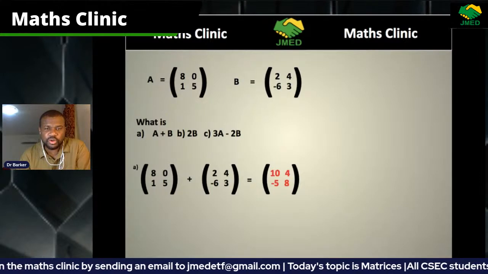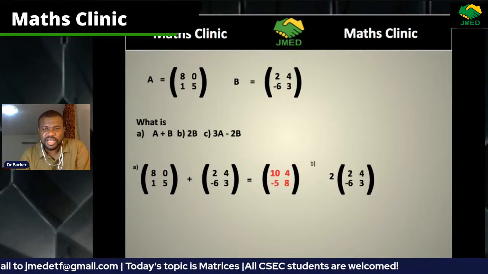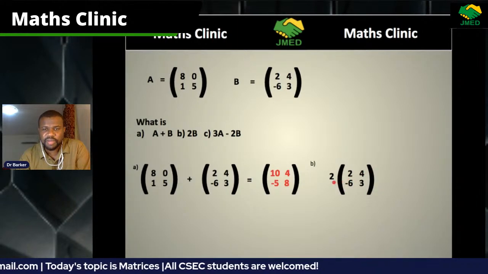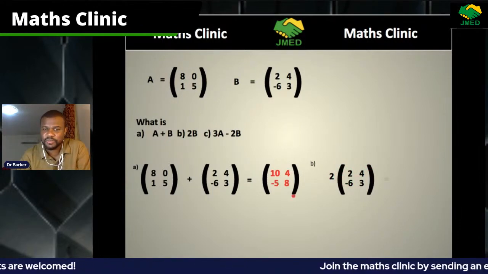Then we're asked to work out 2B. We need to make sure we identify the correct matrix. And then we're going to multiply by 2. I'm always mindful when I'm working through this: was I in the right frame of mind? I might have made an error. I don't know. Let's see.